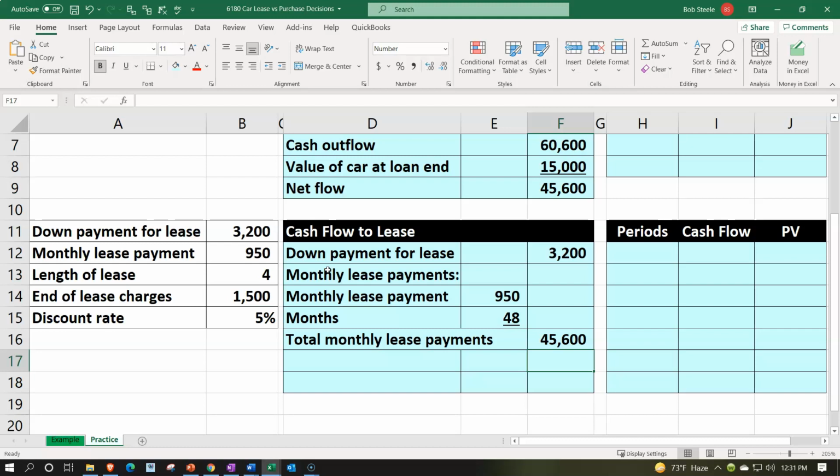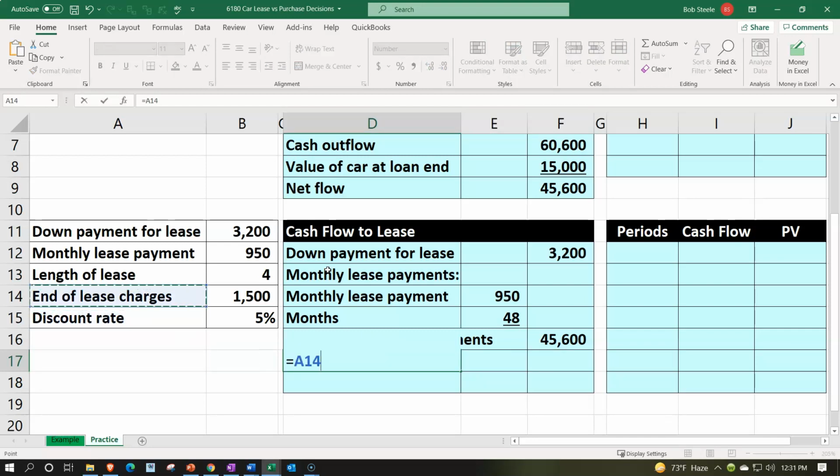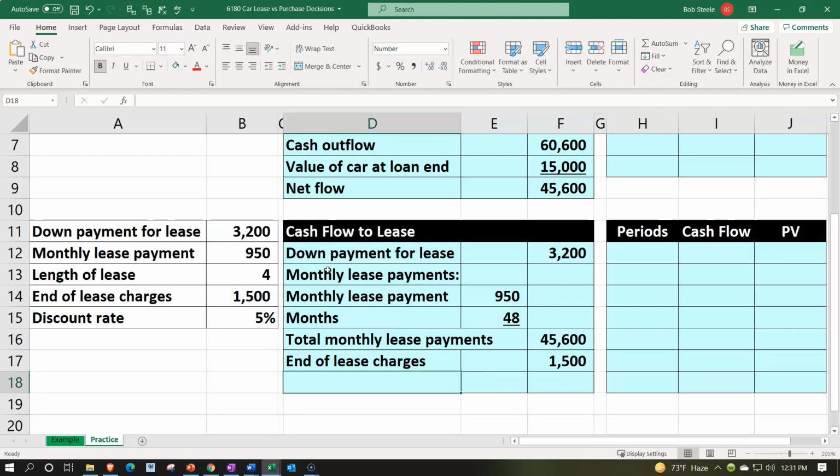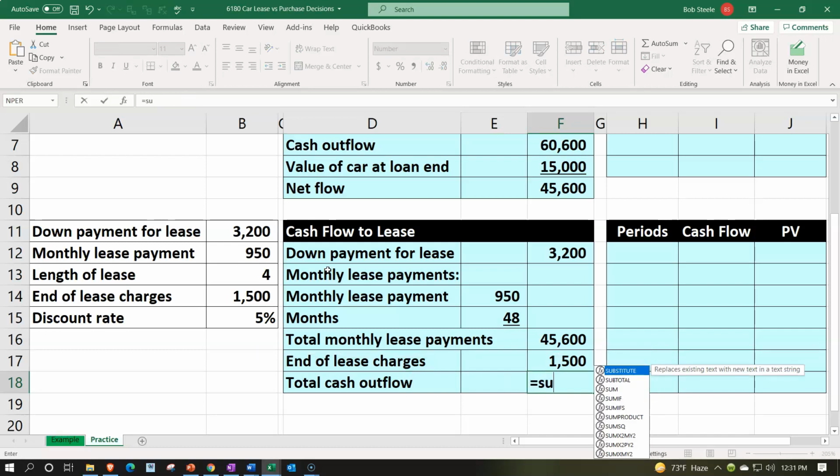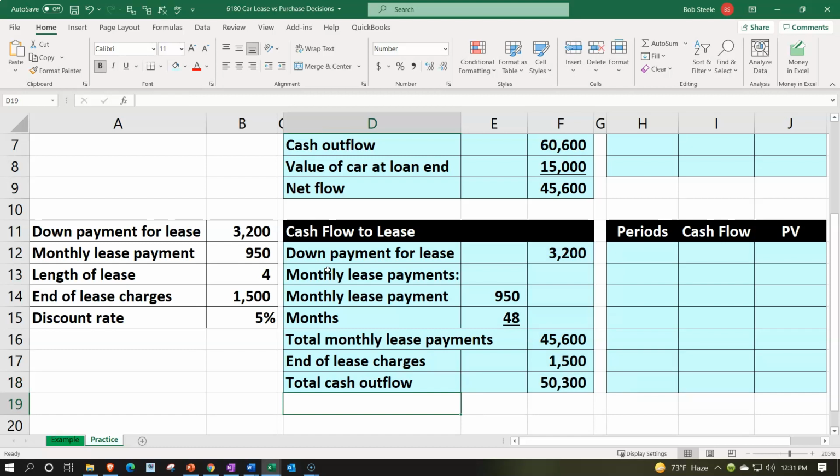And then we've got the end of the lease charge. So we're going to say that there's going to be a charge, an outflow this time at the end, which is going to be that 1,500 on the payments. That'll give us our total cash outflow. And this is going to be the sum, equals SUM, shift 9, of this entire thing. So that gives us an outflow of the 50,300, font group and underline.